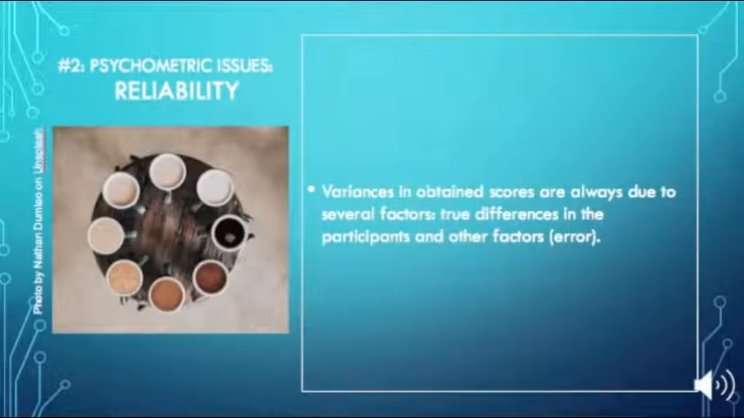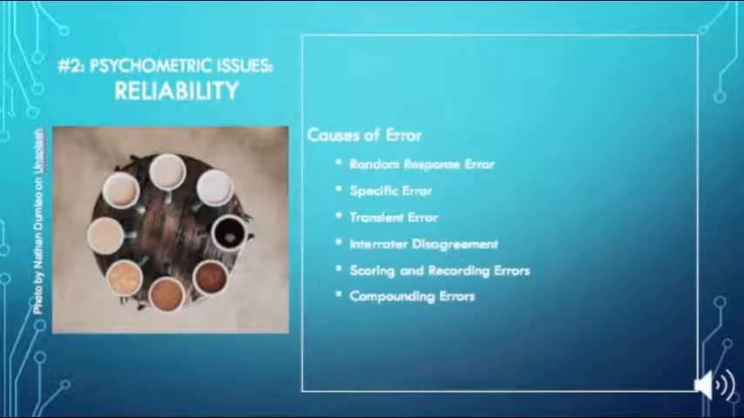To understand reliability, you need to keep in mind that any score you obtain is always due to a variety of factors. Part of it should be due to actual changes in the participants, which is what you're trying to measure. But part of it is also due to other factors. This is called error. For example, somebody might misread a question and answer it wrong. This is a type of random response error.